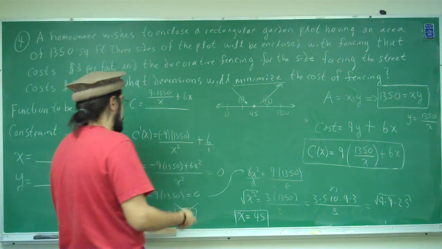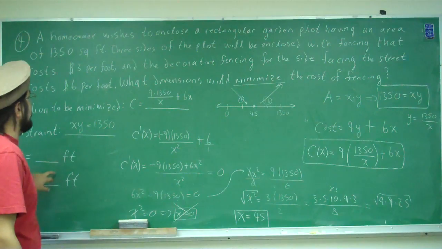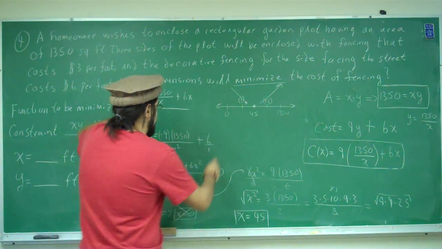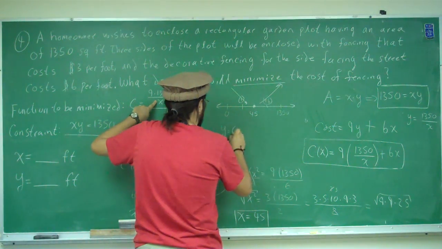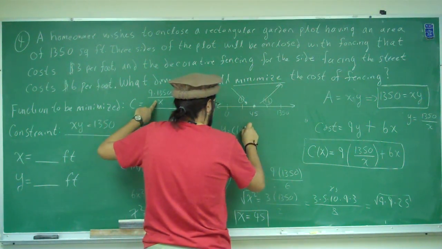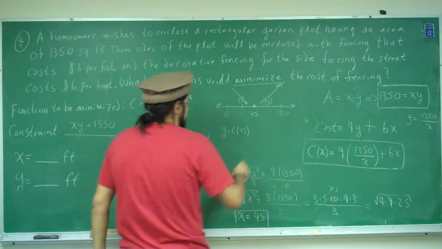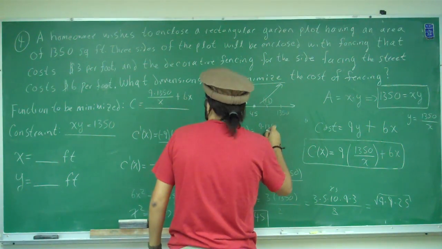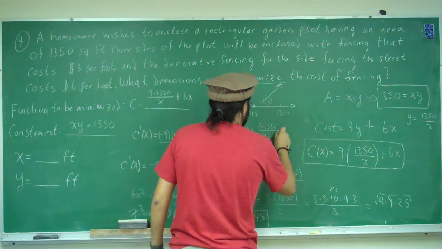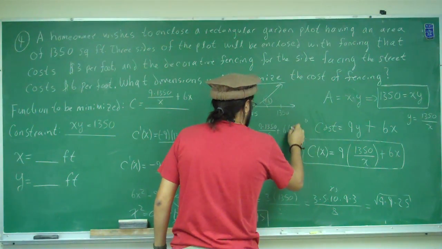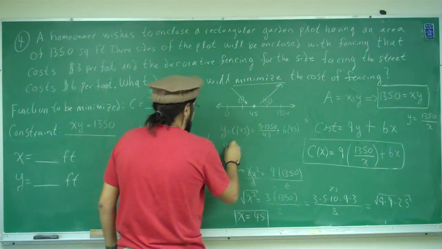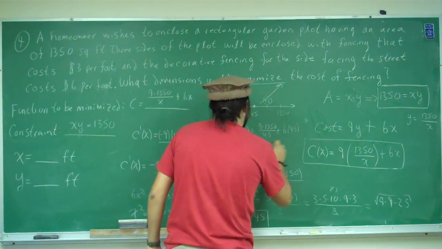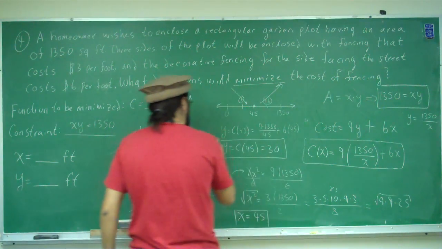So that's 45. So if x is 45, how do we find y? We have the cost function here, so we can find what y is. So therefore, y is equal to c of 45, and that's going to be what? That's going to be 9 times 1350 divided by 45 plus 6 times 45. Alright, well I already calculated it, so that's going to be 30. So y is going to be 30.